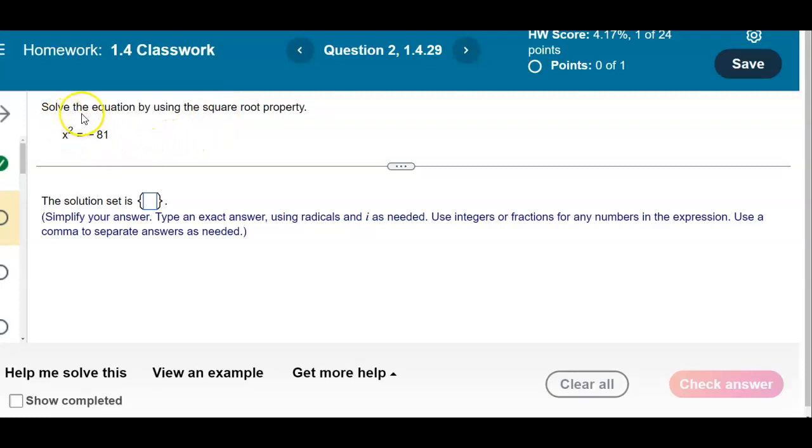Okay, for this example, it says solve the equation by using the square root property, and we have x squared equals negative 81. So let's go ahead and solve this problem. So the first thing we're going to do is write out that question. We have x squared, which is equal to negative 81.